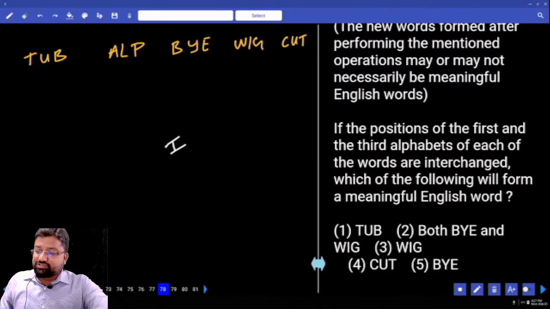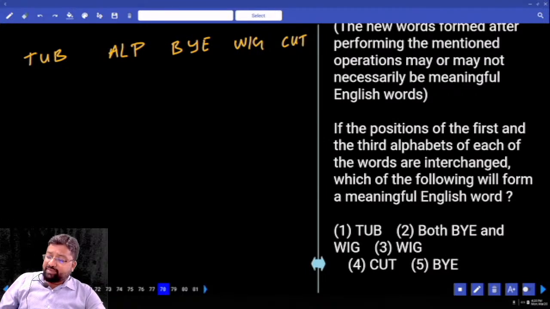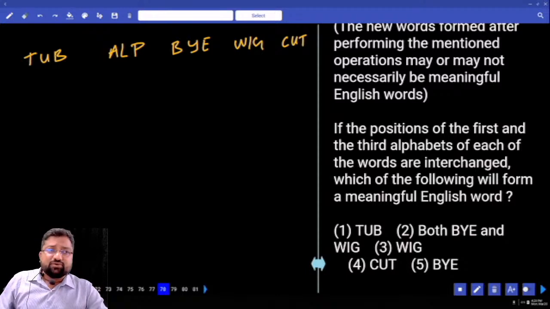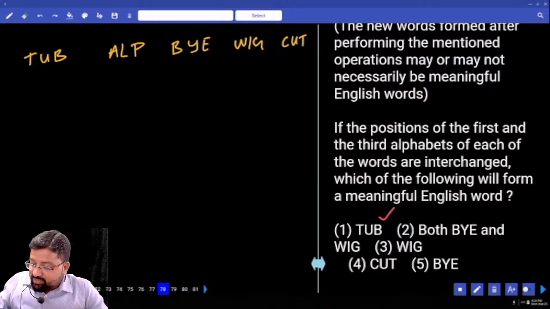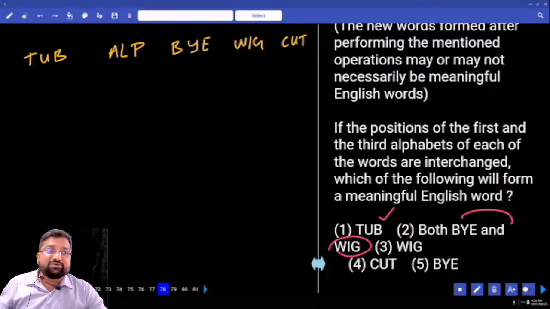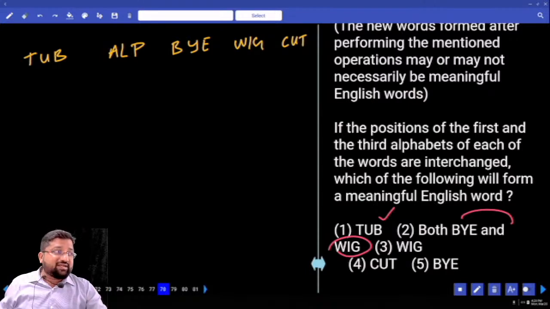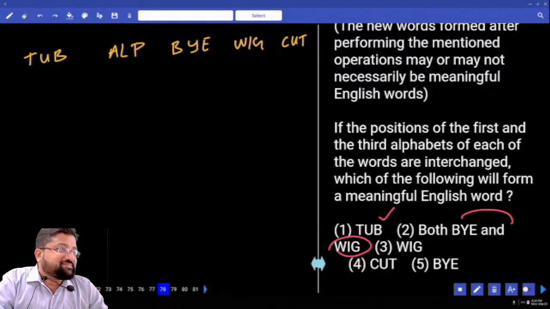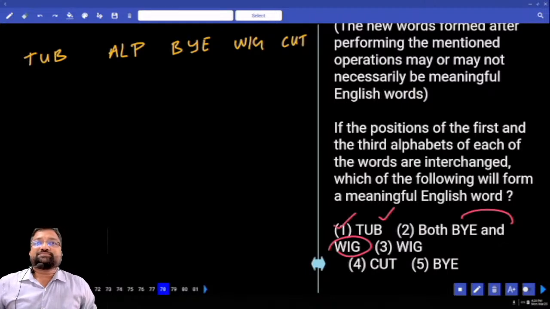If the positions of the first and the third alphabets of each of the words are interchanged, which of the following will form a meaningful word? Better go with options. Don't waste your time. When I change first and last, TUB, it becomes BUT. Okay? Does BUT appear anywhere again? TUB doesn't appear anywhere. Both BYE and WIG, he says. That's wrong, because we can already form a word from TUB. Then in the options there should be TUB and something else. Is there? No. So which option is my answer? First option. Is this clear?